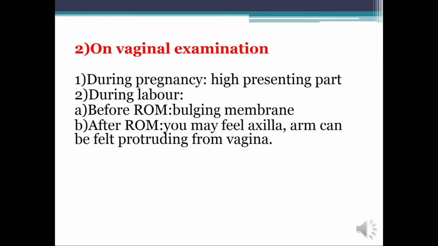On vaginal examination, during pregnancy, high presenting part. During labor, before rupture of membranes, bulging membranes. After rupture of membranes, you may feel the axilla, or it can be felt protruding from the vagina.